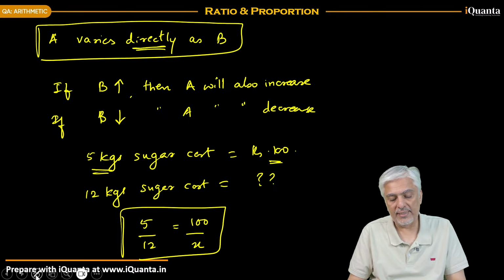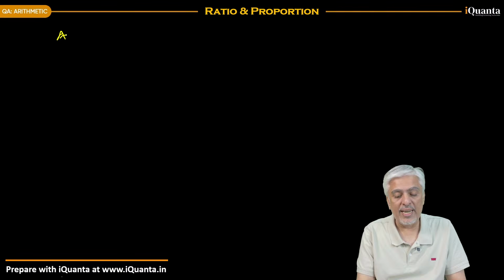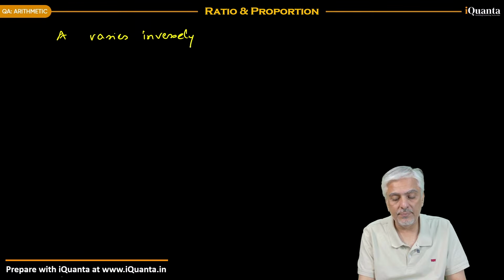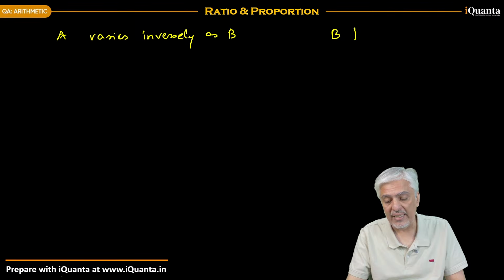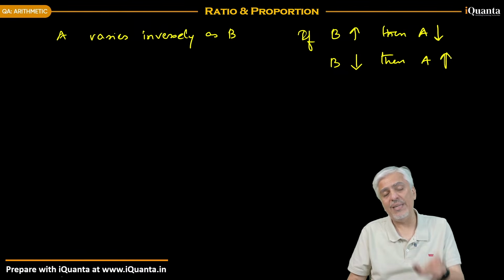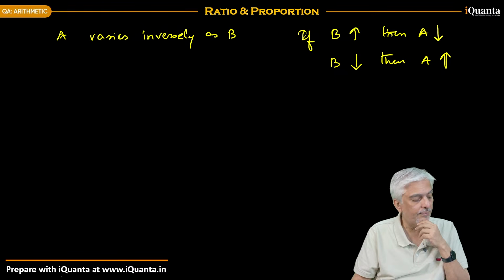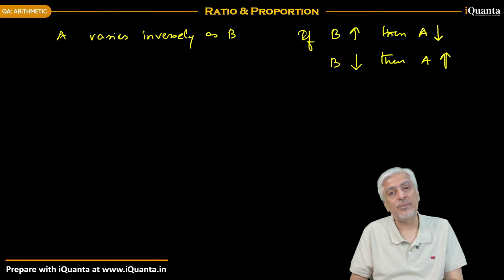Okay. Now what else? Similarly, what is inverse variation? When I say A varies inversely as B, so exactly ulta. If B increases, then A decreases. And if B decreases, then A increases. Can you give me an example of this? Can you give me a real life example?